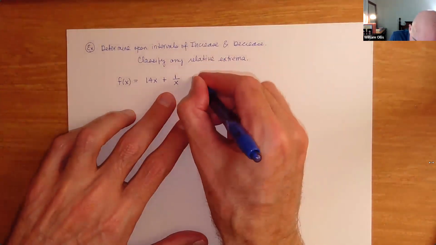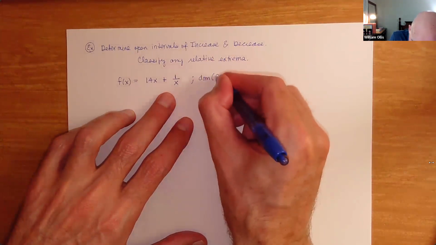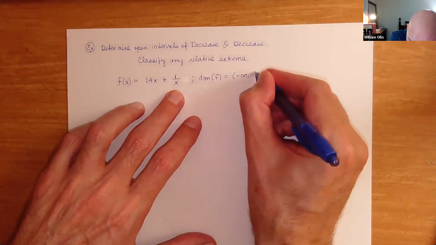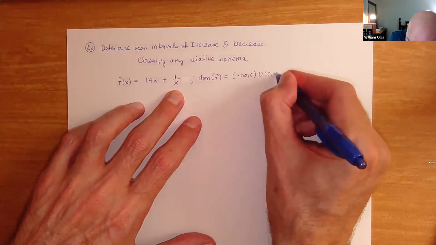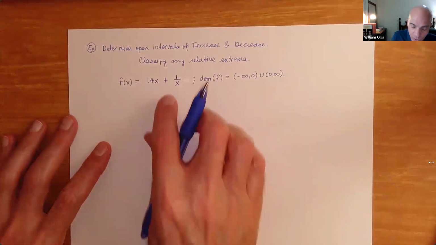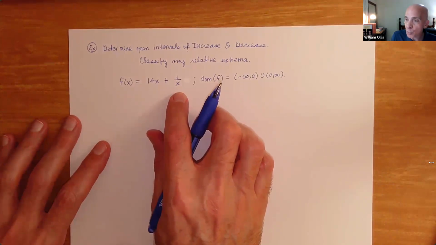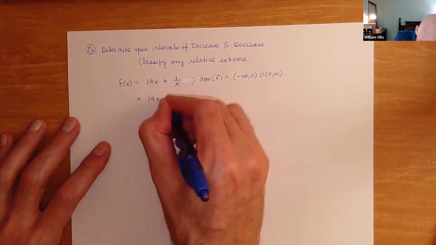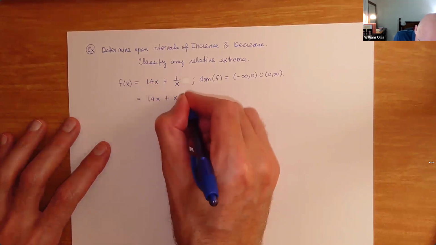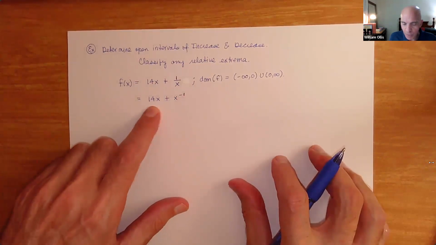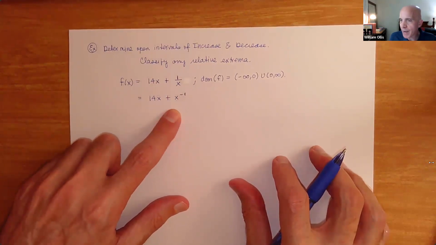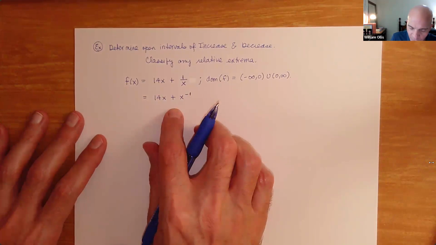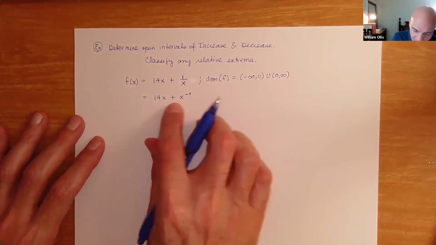Notice here, the domain does not include 0, clearly because division by 0 is undefined. So we have negative infinity to 0, union 0 to infinity. Now what we want to do is simply analyze the derivative. Okay, now just for convenience, let's just write 14x plus x to the minus 1. Now you could get kind of creative with the factoring here, but I think we'll be okay. We'll factor it as we move through the problem. But whatever you do before you take the derivative is certainly up to you. But I think I'll leave it like this for now.